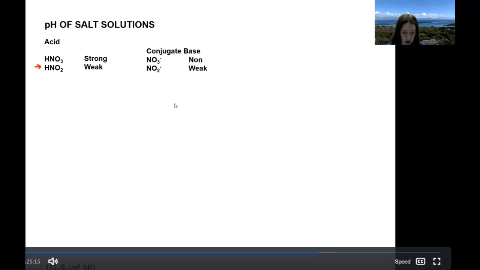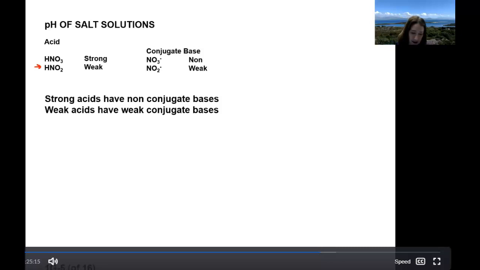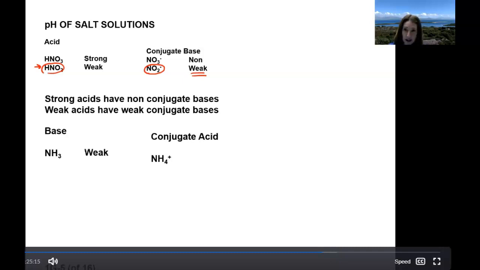Now let's do our strong acids in a second. Remember, if it comes from a strong acid, pH neutral. If it comes from a weak acid, it is a weak base. Weak acids have weak conjugate bases. Let's do another one. NH3, its conjugate is NH4 plus. NH3 is a weak base, because we memorized it, it's not strong. If it's a weak base, that means its conjugate acid is a weak acid.